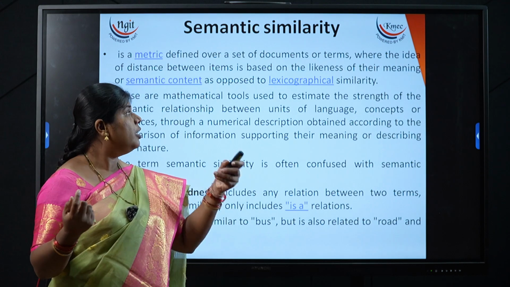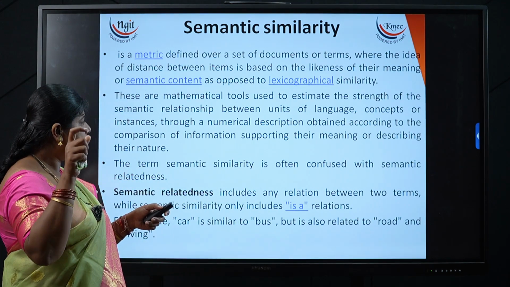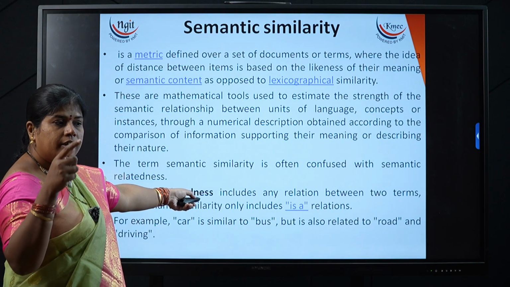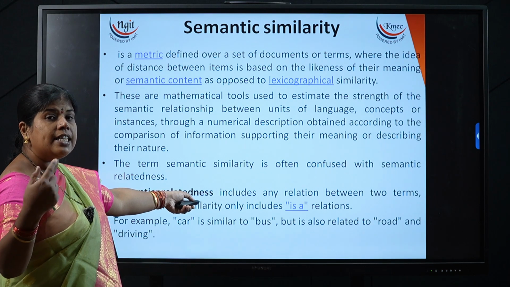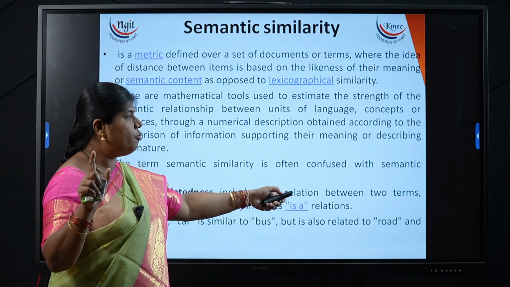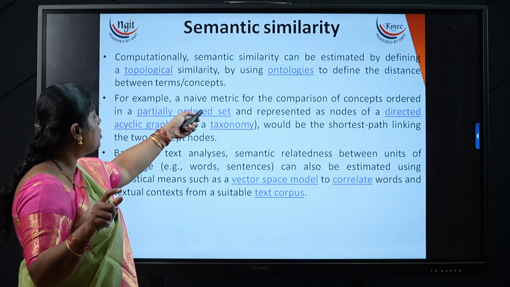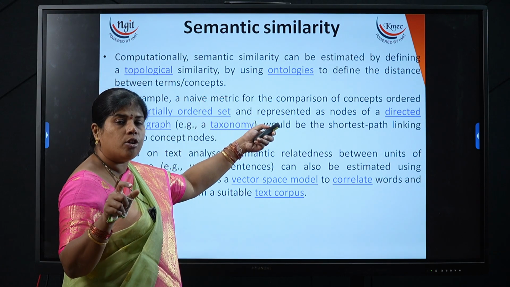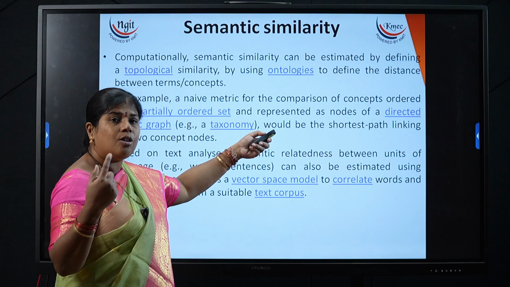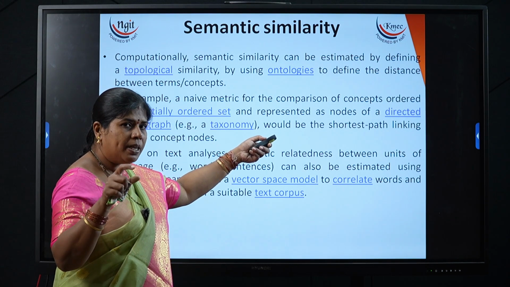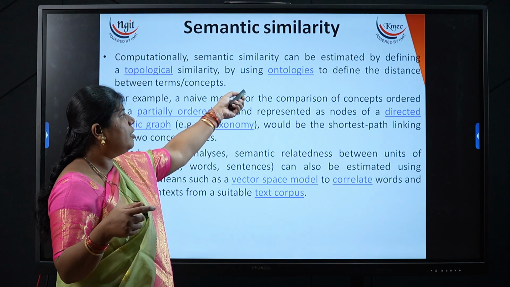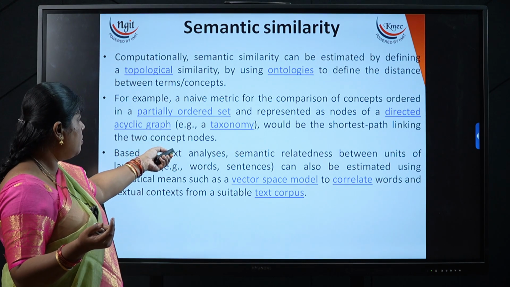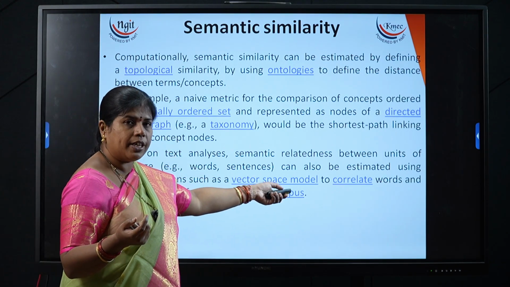For that purpose, there is a concept called semantic relatedness, meaning whether this document is an answer for your query, that relation I want to find out. That is what is known as topological similarity by using the ontology. Ontology means, based on the context, the exact meaning of a particular term. So here you are representing your document by the vector space model.